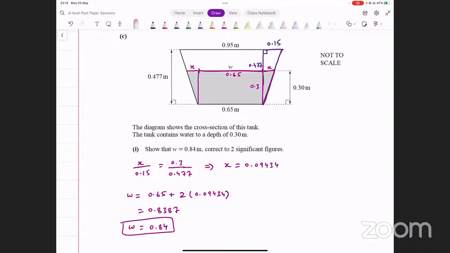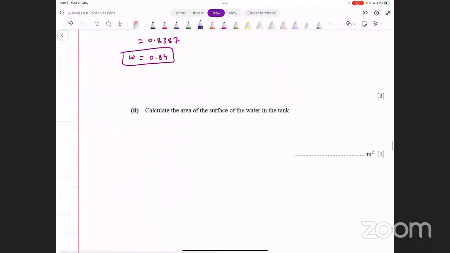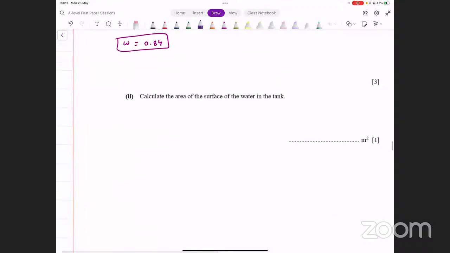ठीक है, ओके, लेट्स मूव ऑन. Part D. Now it says calculate the area of the surface of the water in the tank. Okay.